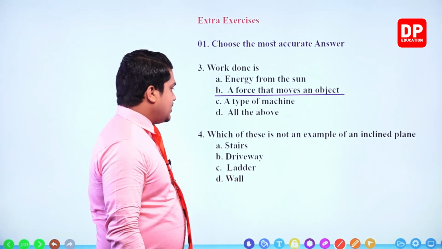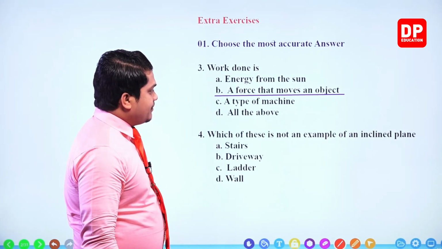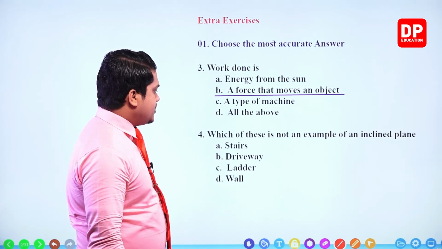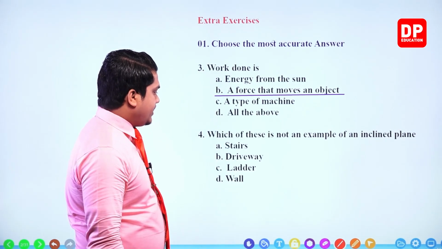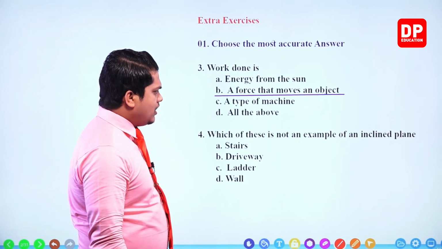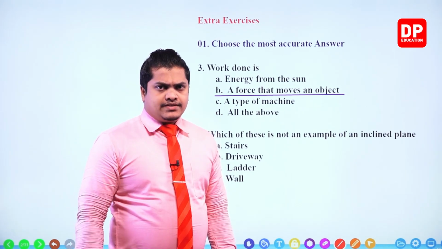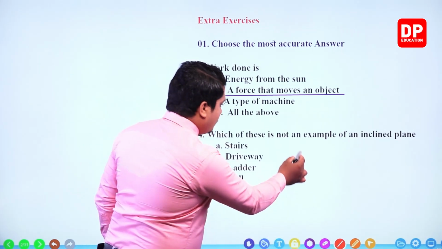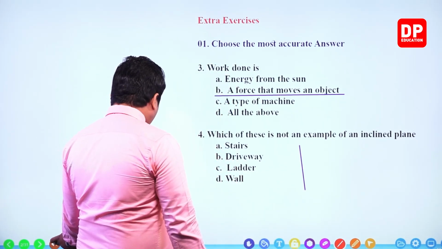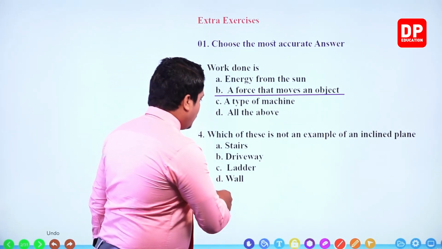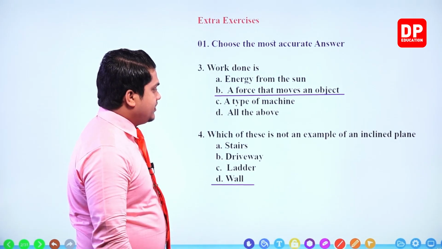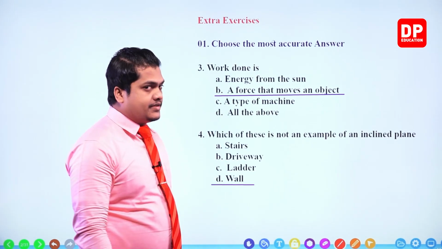Next one. Which of these is not an example of an inclined plane? Stairs, correct. Driveway, correct. Ladder, once again correct. Wall is not an example, right? A wall is a vertical line like this, so it is not an inclined plane. It's a vertical one. So wall is the answer, my dear children. It is not an inclined plane, right?